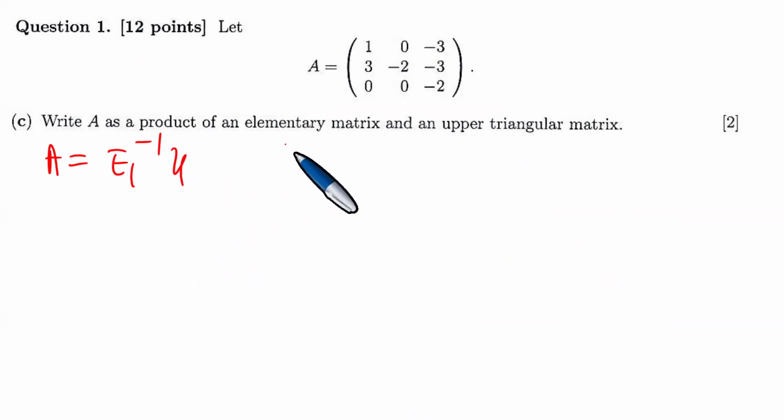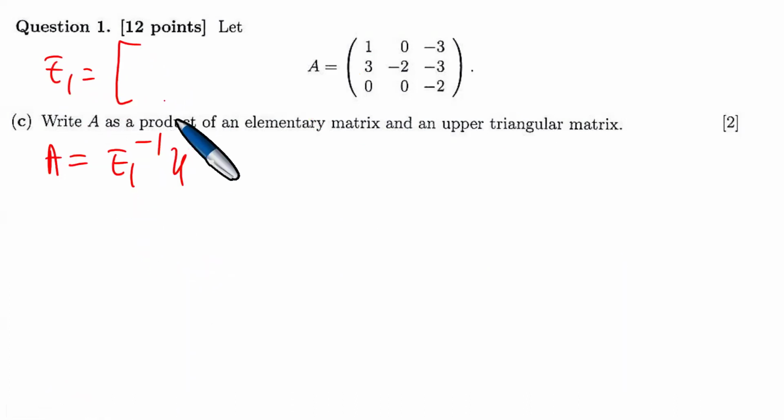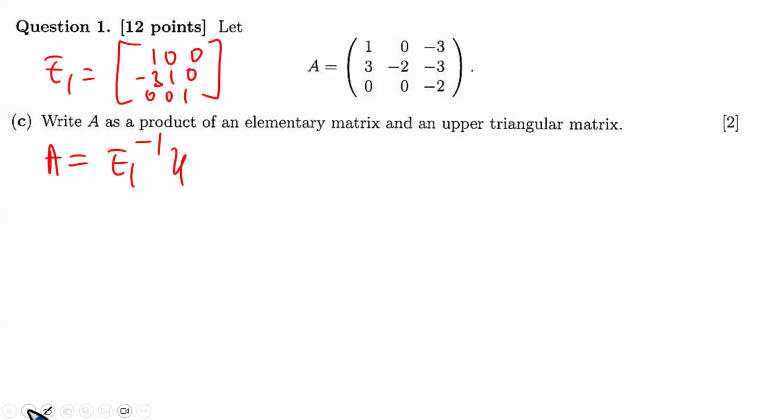Now we need to get the inverse of E1. We know that E1 is the elementary matrix 1, it's exactly this one here: 1, 0, 0; minus 3, 1, 0; 0, 0, 1. Is it the correct one? Yes. Now this is the matrix E1, and you need to find its inverse, because that's what we need to put here. So obviously you say it's 1, 0, 0; minus 3, 1, 0; 0, 0, 1.